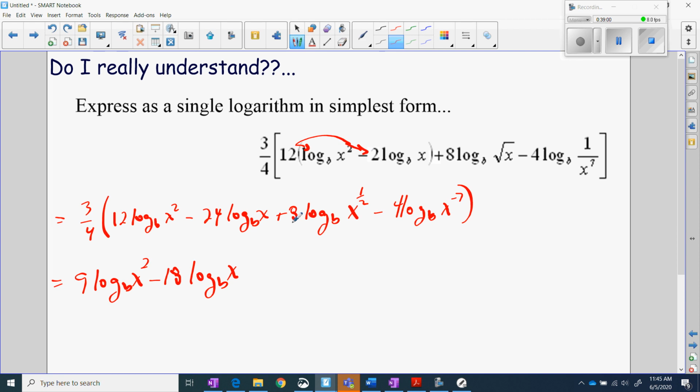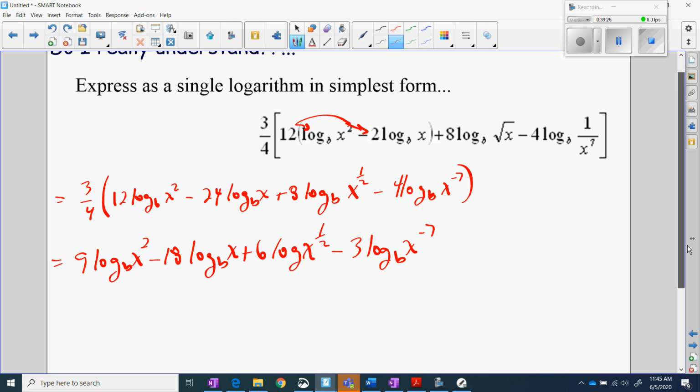3/4 times 8, so 4 goes into 8 twice, times 3 is 6 log of x to the 1/2, and 3/4 of 4, so 4 goes into 4 once, times 3 is going to give me 3 log of x to the minus 7 to base b. Okay, so no more brackets are left.